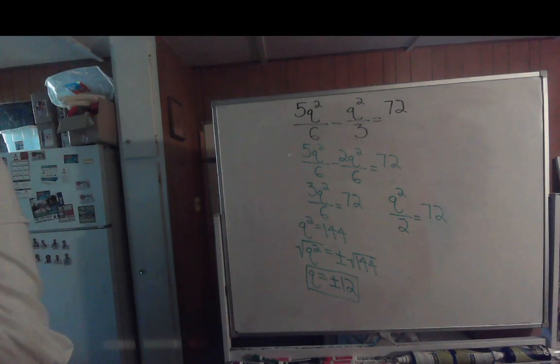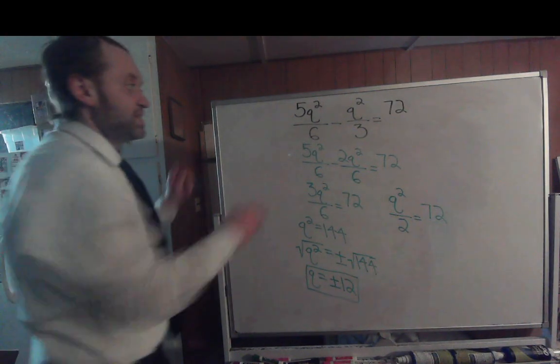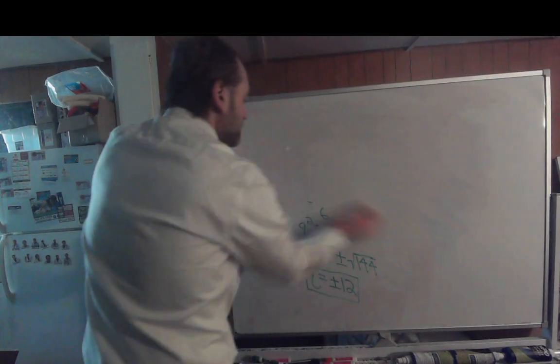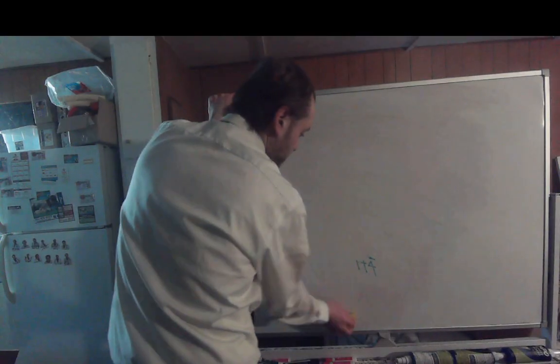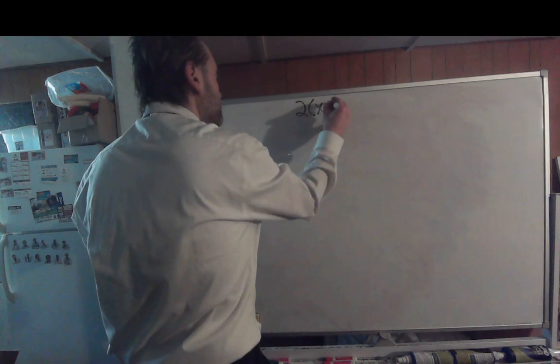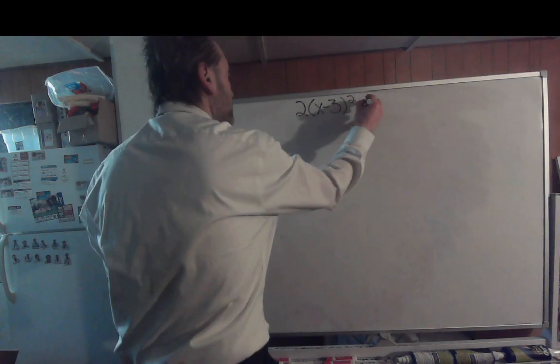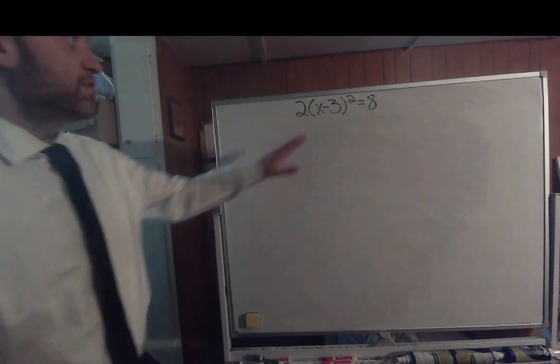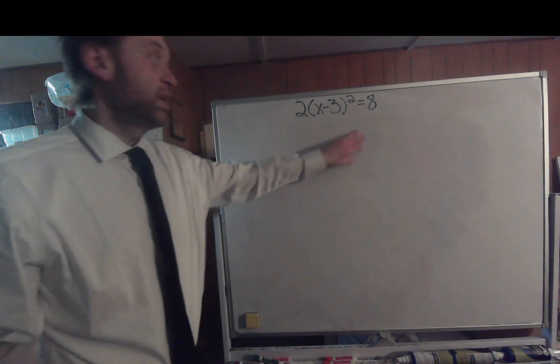All right, so that's it for those problems. Now, I got some where you'll have quantities to the second power equal to a number on the right-hand side. So what if we had 2 times the quantity of x minus 3 raised to the second power set equal to 8? So we have 2 times the quantity of x minus 3 raised to the second power equal to 8.